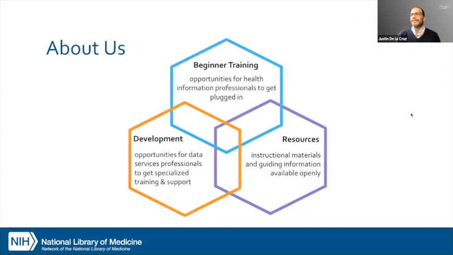So we have beginner training for people who are new to these areas and to get opportunities to learn about different areas in data services. We have further development for people who are already a little bit trained and looking for additional support. And we have resources that we generate online, such as a data glossary that's available for terms used in data services, and a toolkit we have for the policy that we'll mention today as well, which is a bunch of different resources from different areas that help people address the policy at their institutions.